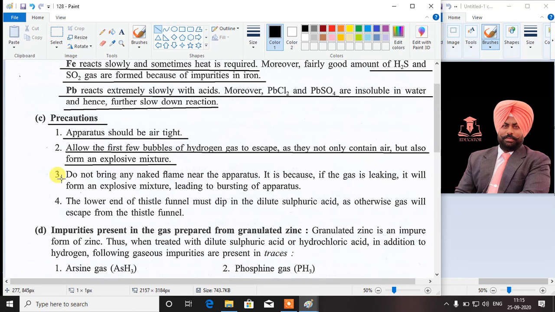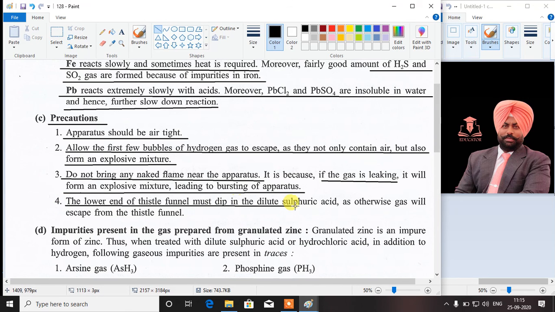As hydrogen gas is highly inflammable, do not bring any naked flame near the apparatus, as if there is a leakage in the apparatus, it may catch fire and cause an explosive bursting of the apparatus. The last precaution concerns the thistle funnel which we are using to pour the sulfuric acid. The lower end should be fully dipped in sulfuric acid so that the gas may not escape out.